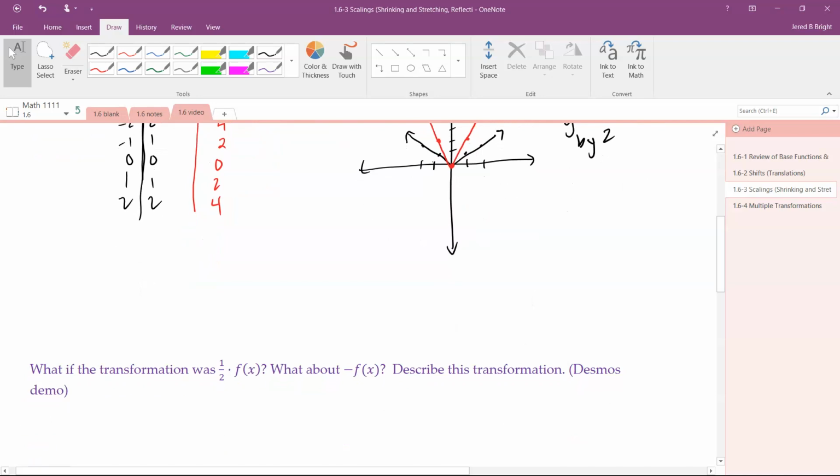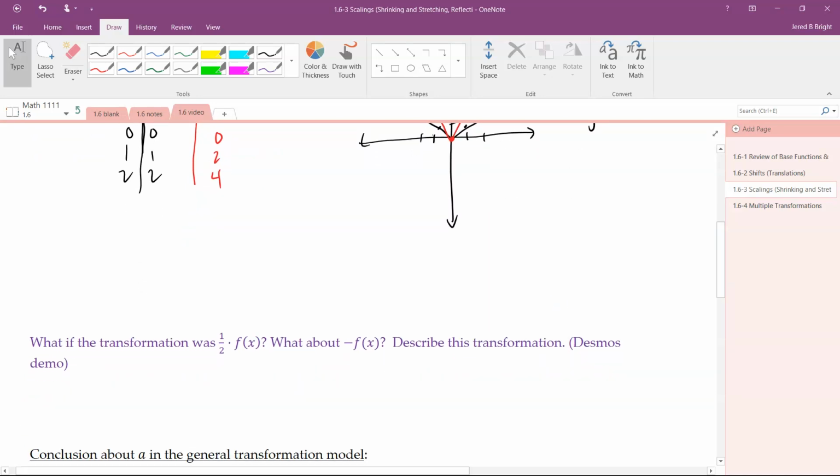If we look at -1/2 f of x, you might imagine what that could look like. And then I'm just curious, what about negative f of x? So I am going to pull up Desmos here, and we're going to plot it in there. If you haven't used Desmos, it's an amazing resource, and I can't stress it enough. So let's look at these in Desmos.